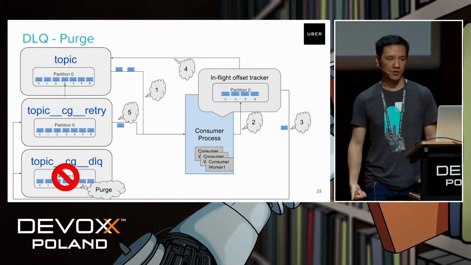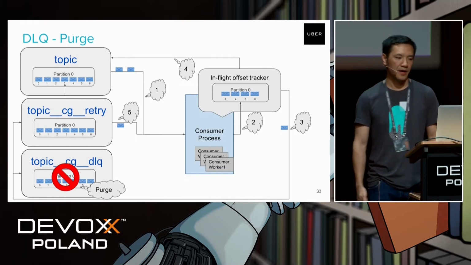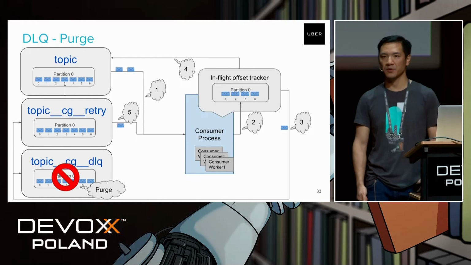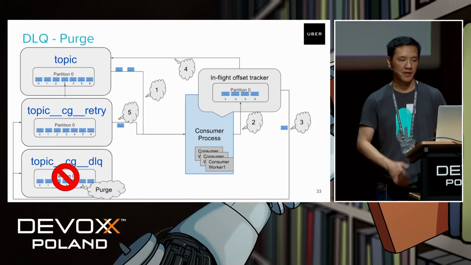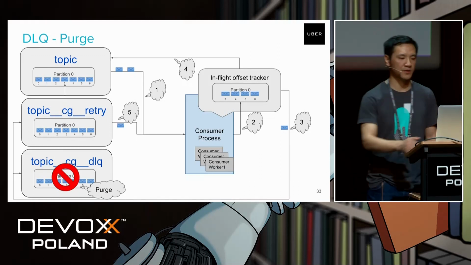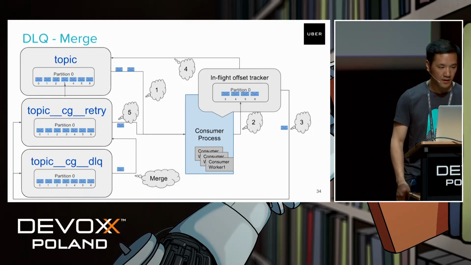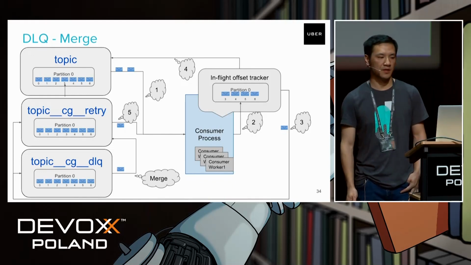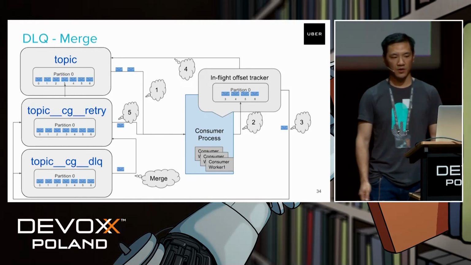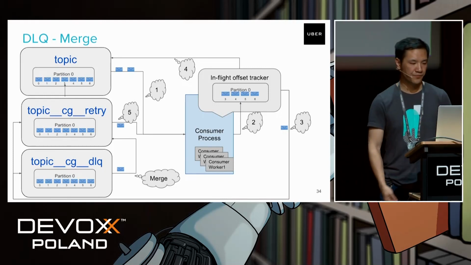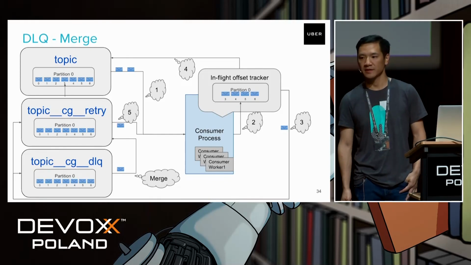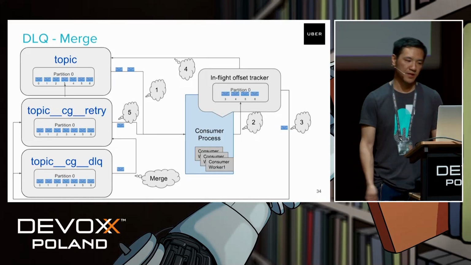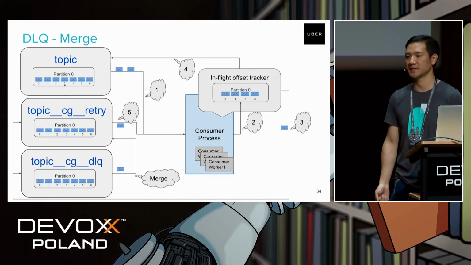People can choose to purge the message in the DLQ, and we provide self-service tools to purge the messages in this particular topic. By purging, the message will not be redelivered back to the consumer process. People may also choose to merge the message in the dead letter queue topic. In this case, we will mirror the message, replicate the data to the retry topic, and then reset the retry count to 0, such that it's like the first time it's being processed.